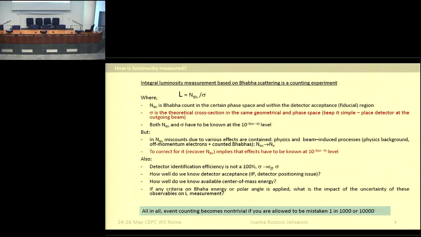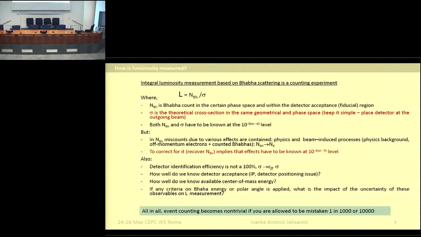In order to keep it simple, our suggestion is to place the detector at the outgoing beam, so where your event has a symmetry with respect to the detector axis. Of course, both quantities have to be known at the level you want your luminosity to be determined. But when you are counting, you have the possibility of miscounts due to physics and beam-induced processes, and off-momentum electrons, as we learned from FCC. We don't have to worry very much about them, though they were the main source of uncertainty in luminosity measurement at LEP. For some of these effects, you can correct your count if you know their uncertainties.